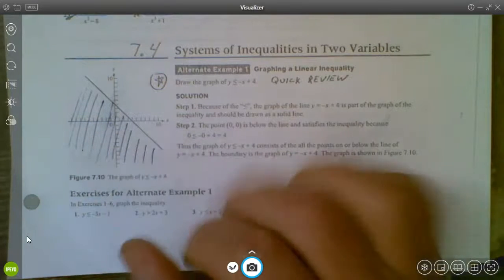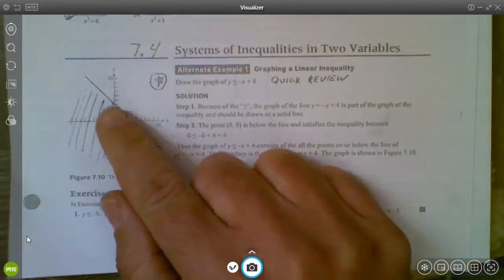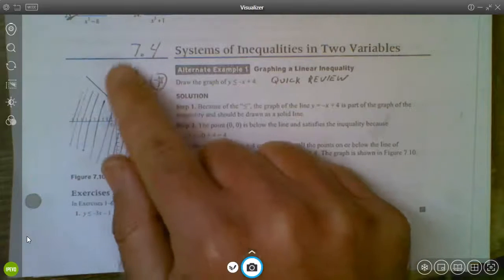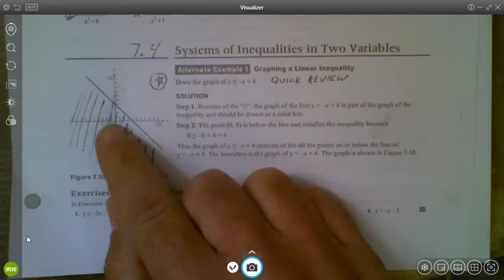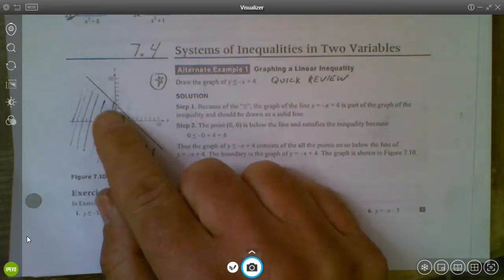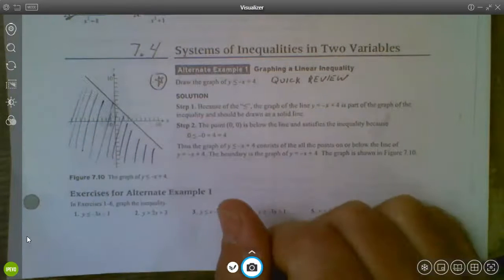So there are only two places you can shade this graph. It's either this area down here or this area up here. Because it says y is less than, I want to shade the y values that are less than my graph, which would be down here.